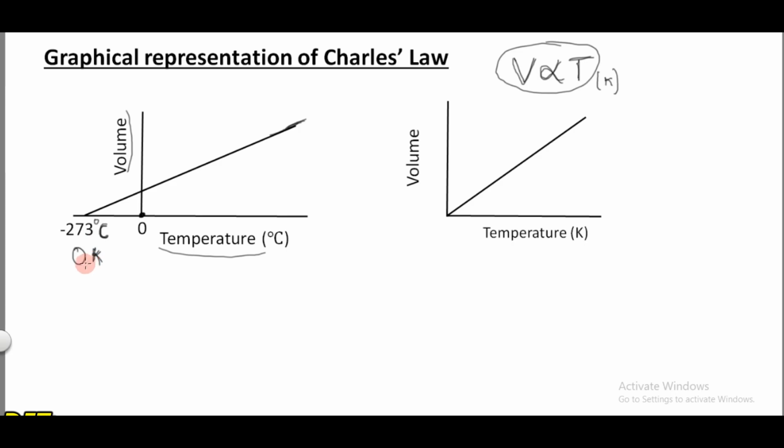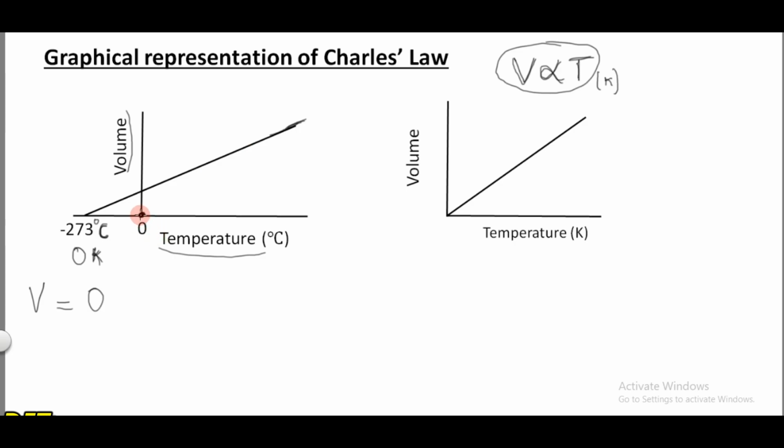At this temperature of minus 273 degrees Celsius, which is equivalent to 0 Kelvin, the volume of the gas becomes theoretically zero. So the volume of the gas will be equal to what? Zero. This is the temperature at which the volume of the gas becomes zero. And that is why you don't use degrees Celsius in gas law, because the graph does not pass through the origin of the graph.